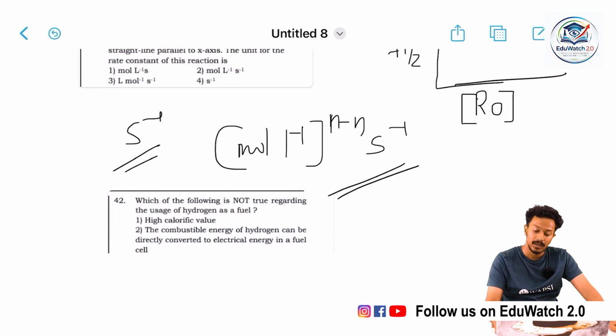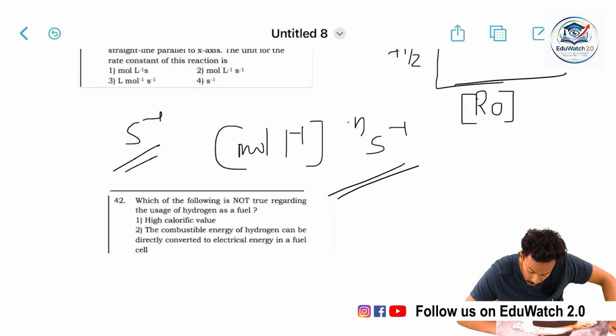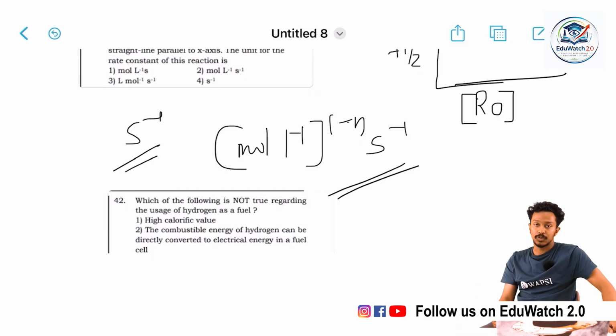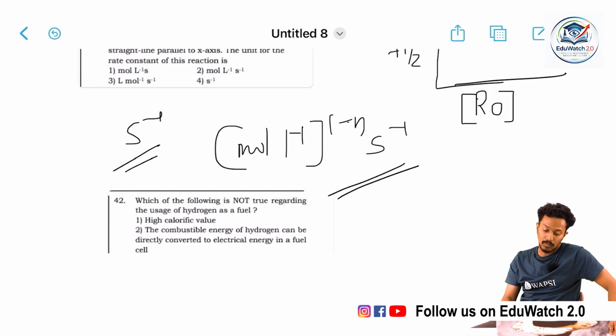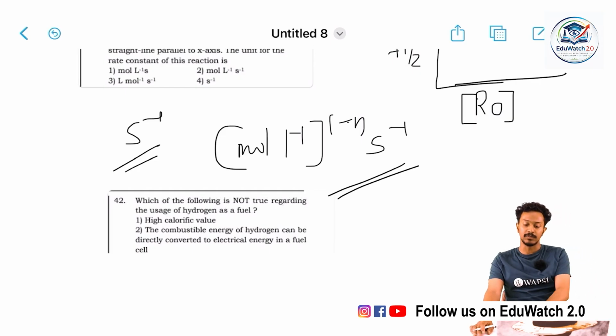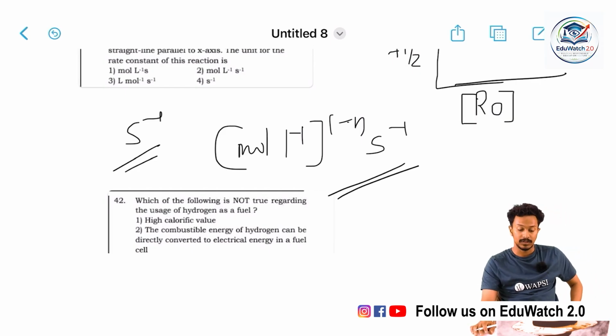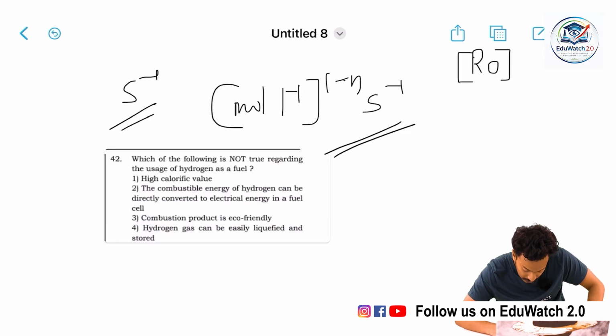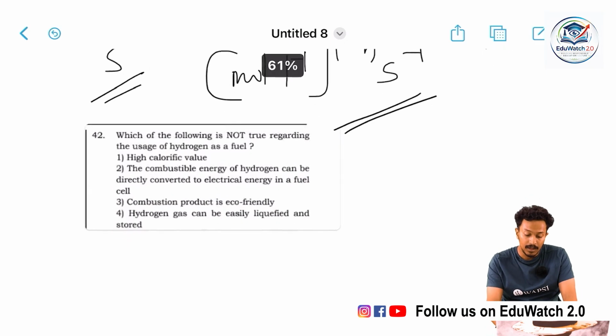This is the general formula for finding the unit of the rate constant of a reaction. Here n is 1, 1 minus 1 is 0, mole liter inverse cancels out, and which gives only second inverse. So, this is a first order reaction. The unit of this reaction is actually second inverse. I hope you understood this one.